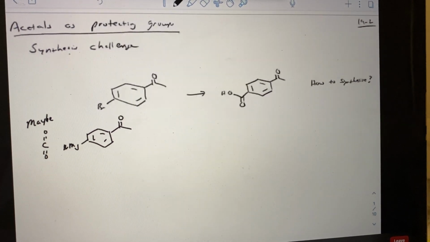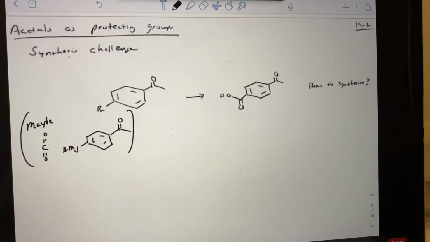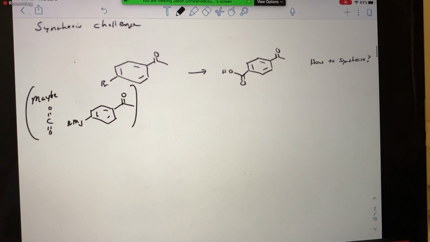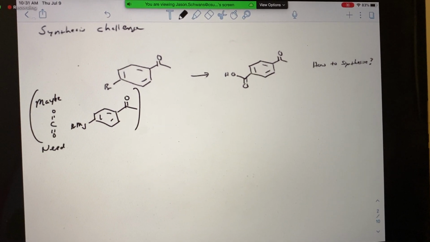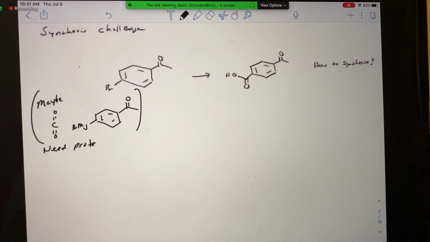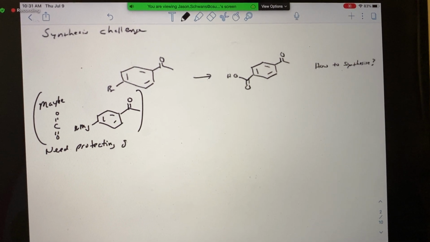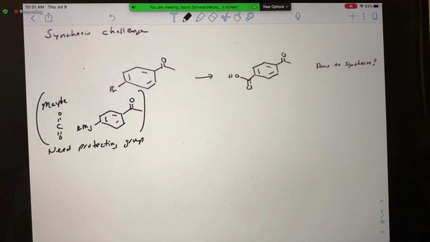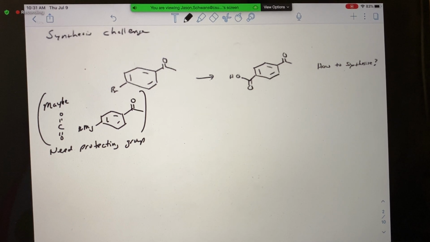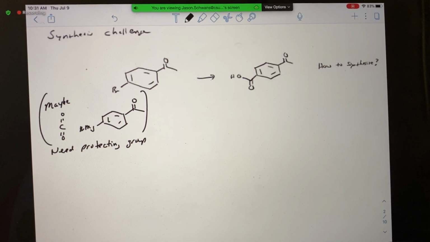So what we need to do is we need a protecting group. So maybe this would be the approach, but that's not going to work. So we need a protecting group. So before with an alcohol, we turned that into a silyl ether. Here the acetal works as a good protecting group.